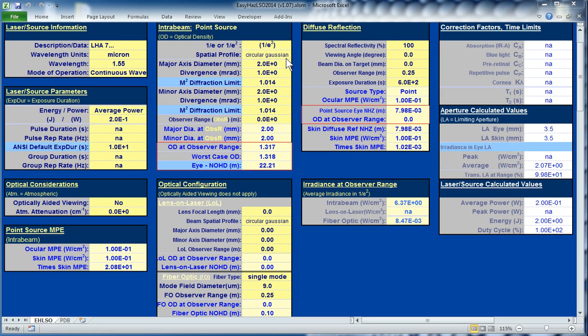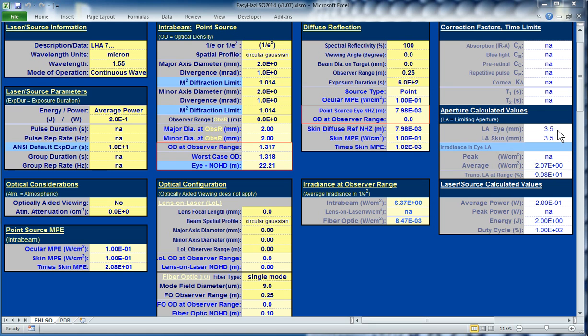We have some beam information here, but this would be as if we collimated the beam. In other words, we came out of the fiber into a lens that collimates the beam into something that gives us a waist of 2 millimeters and a divergence of 1 millimeter. Under this type of intrabeam exposure, we'd have a worst case OD of 1.318. If our observer range is at 0, we'll see they almost match.